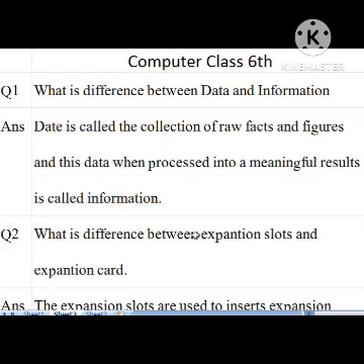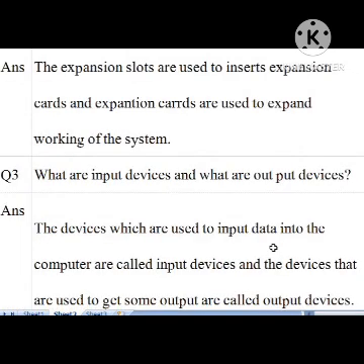What is difference between expansion slot and expansion card? The expansion slots are used to insert expansion cards, and expansion cards are used to expand working of the system. Question number 3, computer class 6.